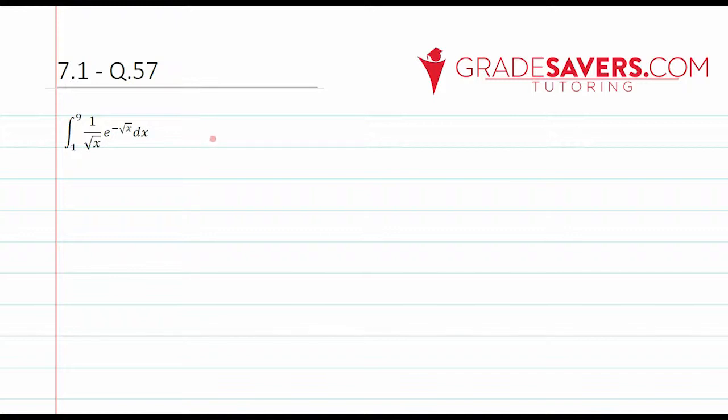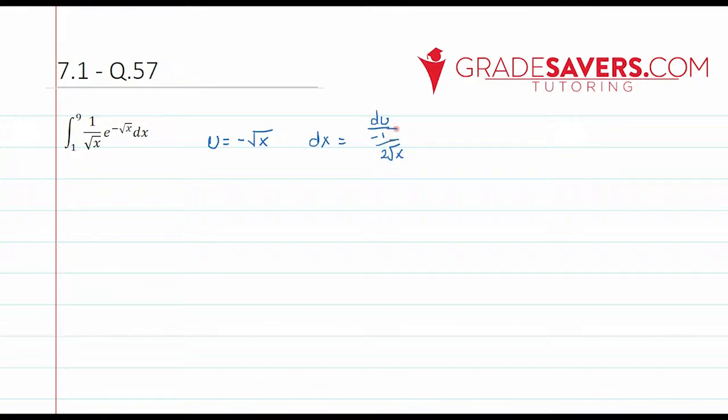Looking at this equation, we'll let our u equal to negative root x. That's what's in the exponent of e. This means that our dx is equivalent to du over the derivative of negative root x, which is simply negative 1 over 2 root x.